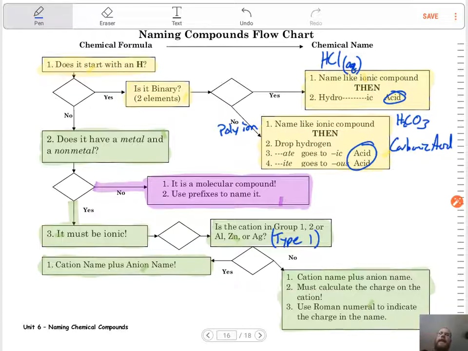Get the help, ask questions of me, ask questions of your classmates, and really take that time to practice, guys, because this is a skill you have to have the rest of the year. You cannot do well in this class without being able to name compounds.